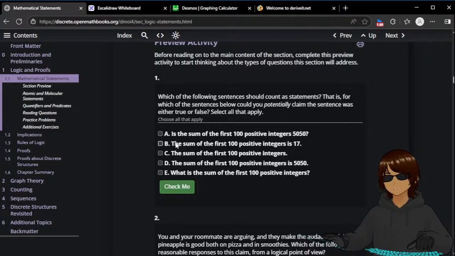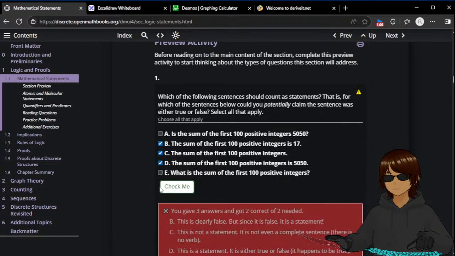This could be either true or false. This is true or false. Oh no, not C. C was wrong.